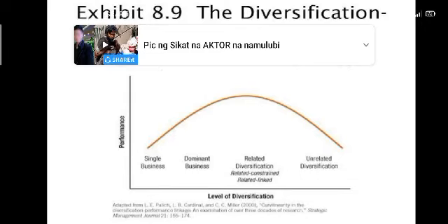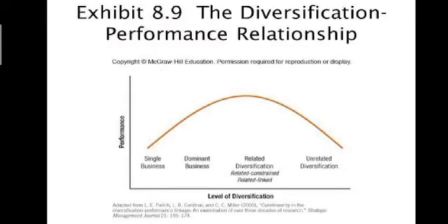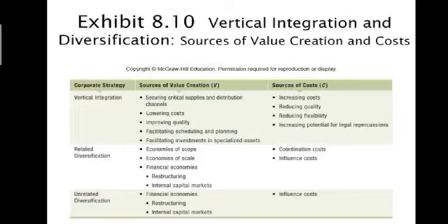And the last one is very high level of diversification. This level applies to companies that have unrelated diversification. It earns less than 70% of its revenue from the dominant business, but there are no common links between the SBUs. So the next table is vertical integration and diversification, or sources of value creation and cost.